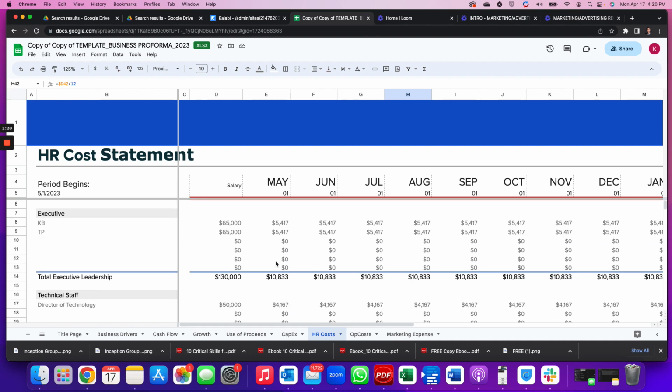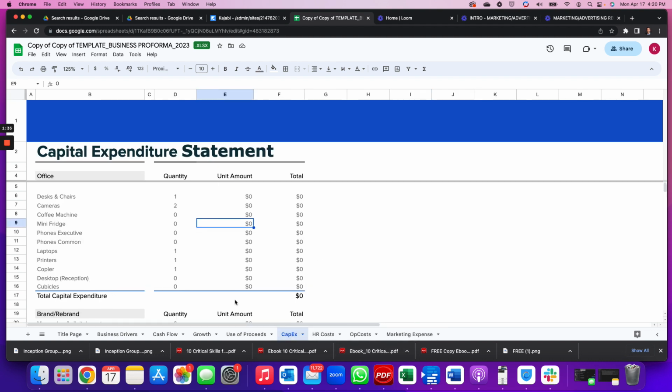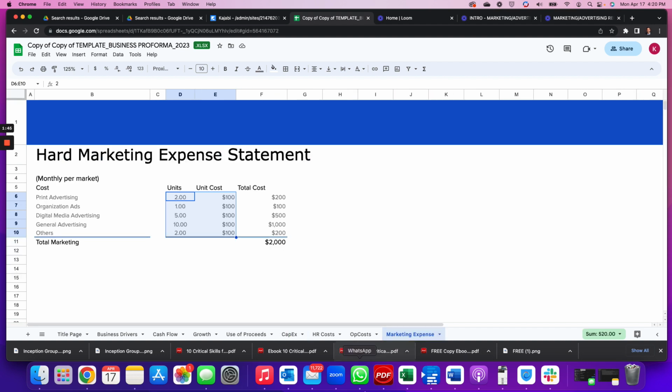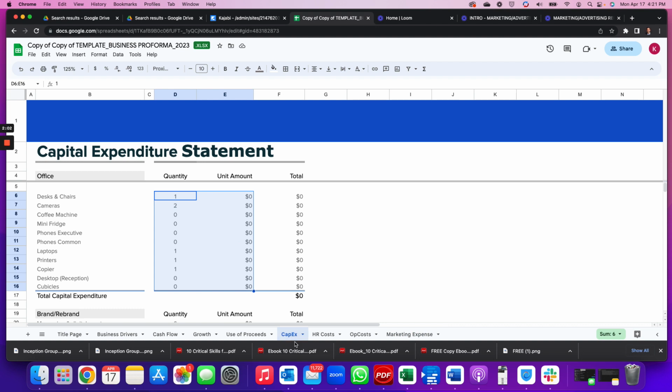Now, similar to the CapEx tab here, you'll see in this section we have quantity and unit amount. That probably looks pretty similar to the marketing and advertising expense tab that we had. As you recall, we broke these down and itemized them so that we could identify where the best places are to allocate our resources for the highest return on investment. We're doing the same exact thing for the capital expenditure tab here as well.